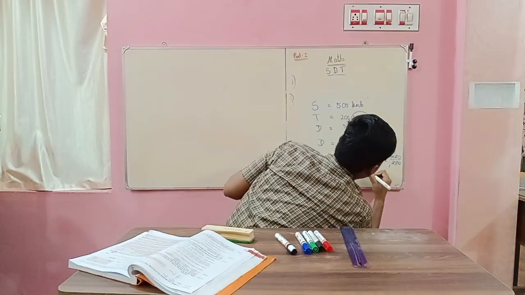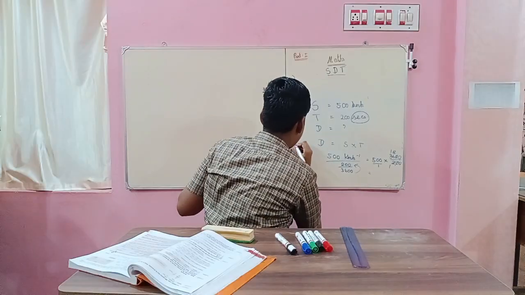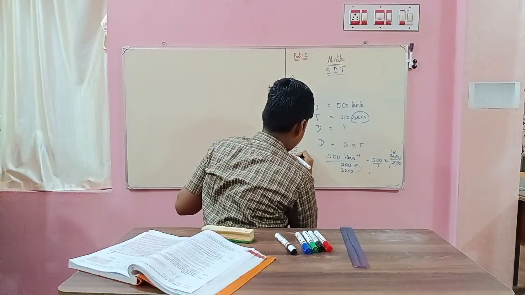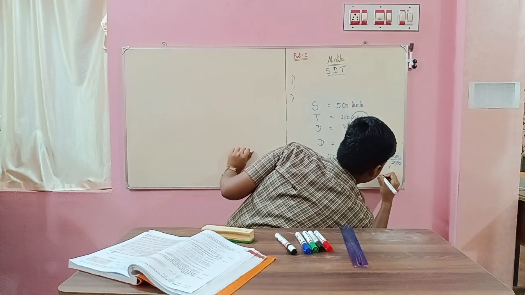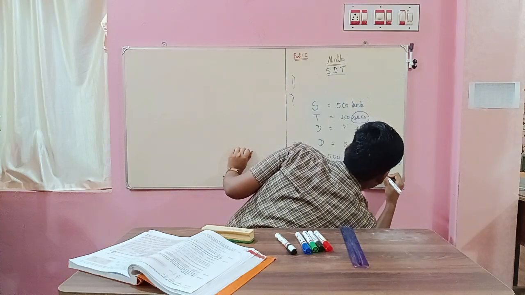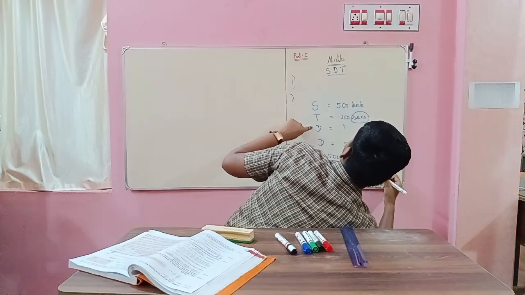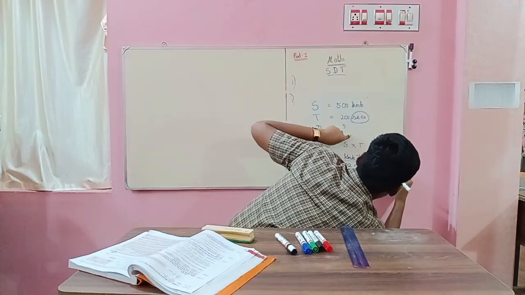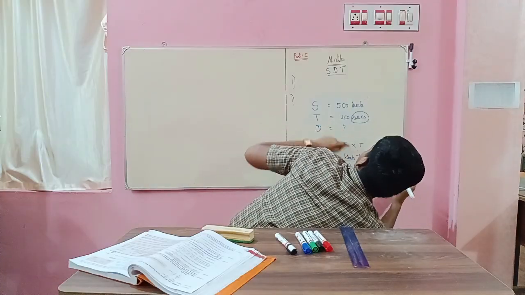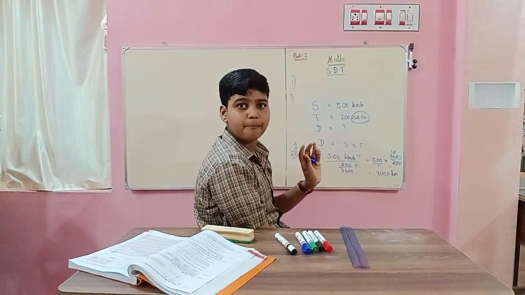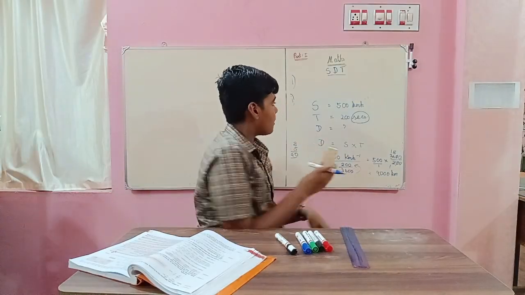So it's 18, and 18 into 5 is equal to 9,000. What's the distance? Kilometer. So the distance is 9,000 kilometer. Okay. So that's all. Over.